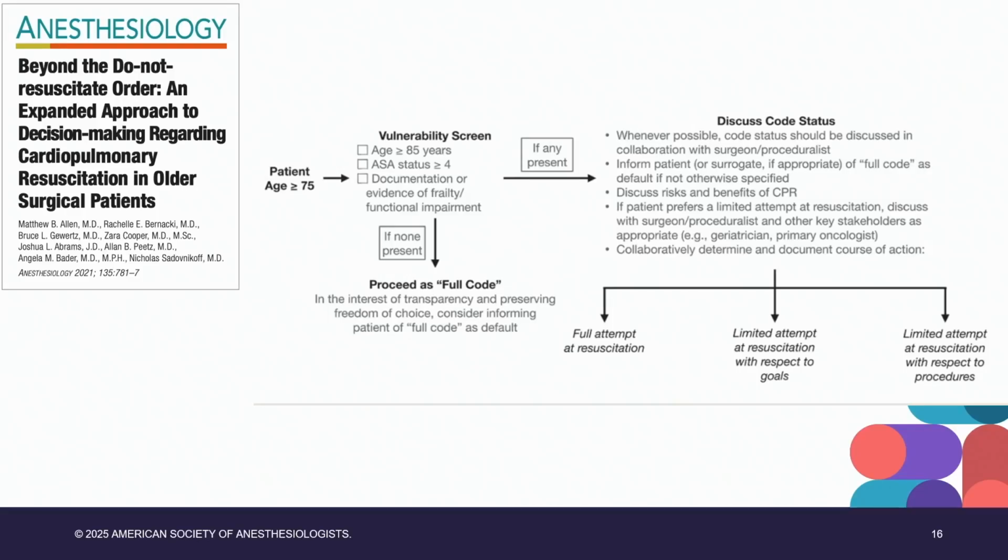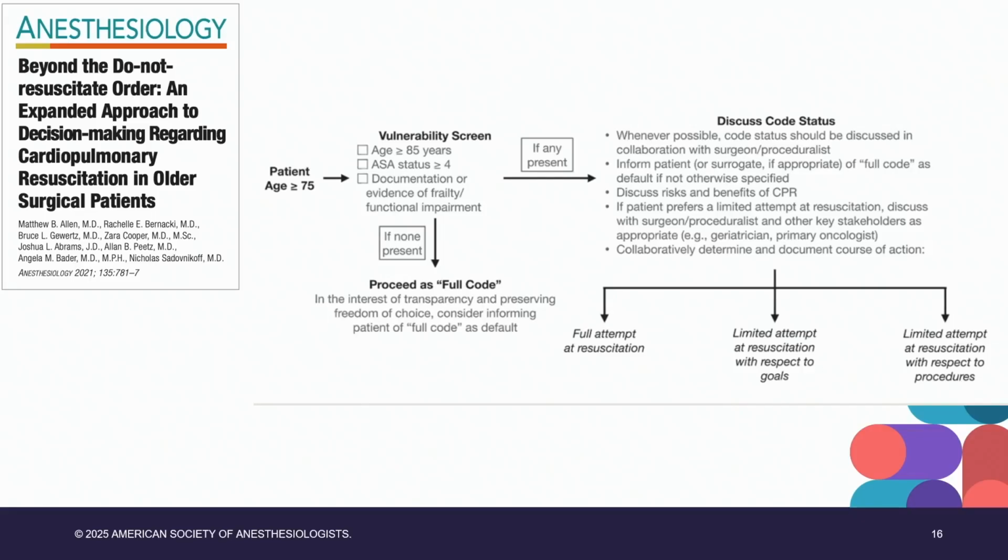Looking again at the do not resuscitate order here, looking at any vulnerability for the patient and discussing the code status. And when discussing that perioperative code status, it's not just full code or do not resuscitate. There can be areas in between. So, we can have a full attempted resuscitation, a limited attempt with respect to goals, and a limited resuscitation with respect to procedures.